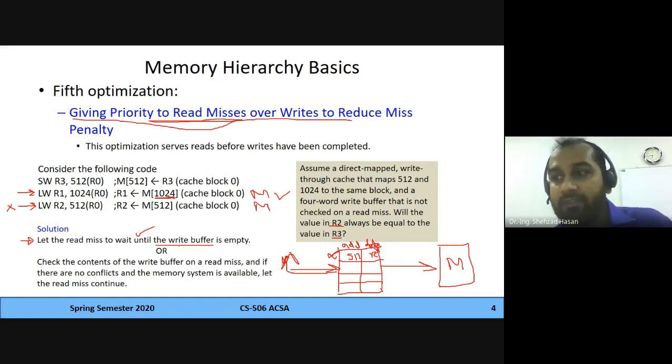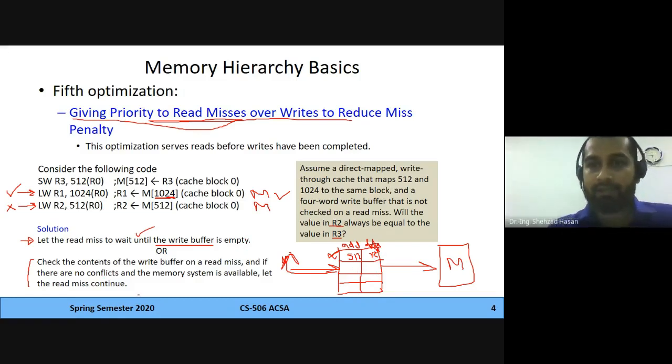And for every read miss, if you're going to wait for the write operations to continue first, this means you are giving priority to writes over reads. But the second solution says that if you check the write buffer first, and you don't find any conflicting address, then this read miss can continue, right? So in this case, this first miss can continue, but once you find the same address over here in the write buffer, then you are not going to continue with that, and you're going to wait for the write buffer to first update the main memory, and then you're going to continue, right? Is this okay now?